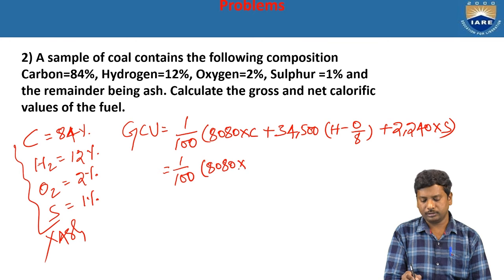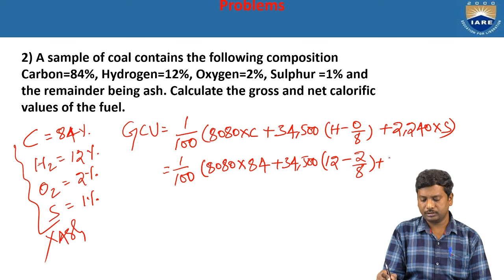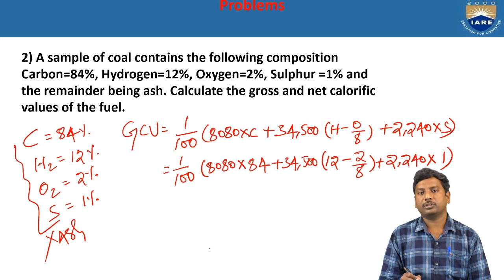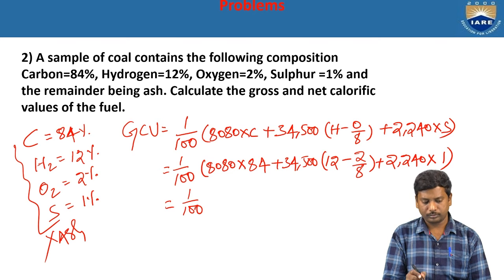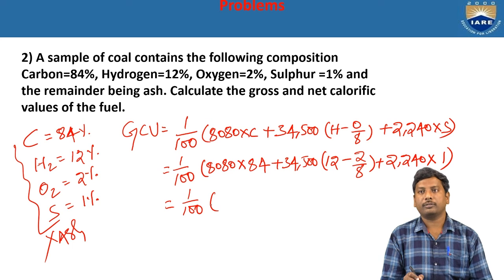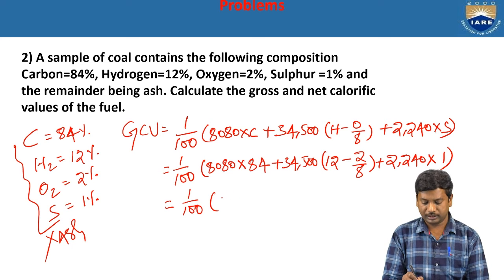That means 1 by 100 into 880 into percentage of the carbon, 84%, plus 34,500 into, what is the value of hydrogen, 12, minus oxygen 2 by 8, plus 2,240 into, what is the percentage of sulfur given, 1%. So this is the substitution of given data in the Dulong formula. That means 1 by 100 into 880 into 84, we get the value nearby 6,78,720.